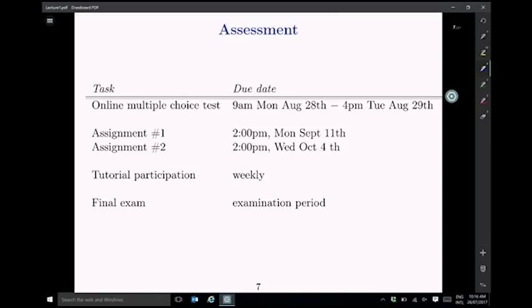Lastly, the final exam accounts for 60% towards the final assessment. The final exam covers everything we talk about from today till the last week, the last lecture. It's cumulative.